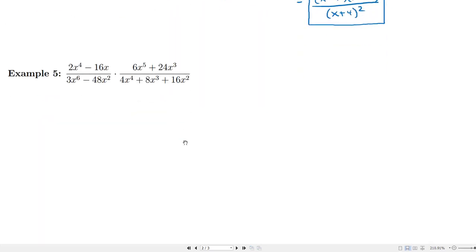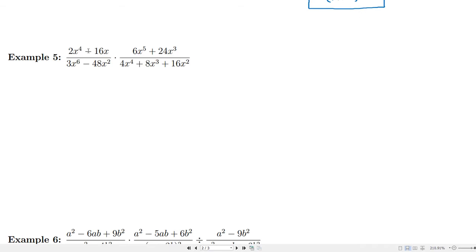All right, so looking at our next example, we are doing multiplication again. So we will multiply numerators and then we will multiply denominators. And let's start to factor. So we have a 2x to the fourth minus 16x. So we can factor out a 2x out of this first factor, and we would be left with x cubed, and then minus 8. So we'll have to use a difference of cubes to factor that in just a second.